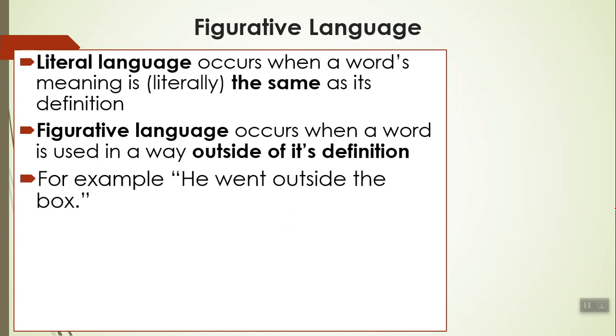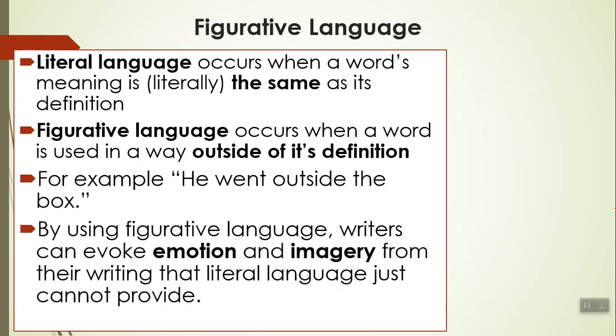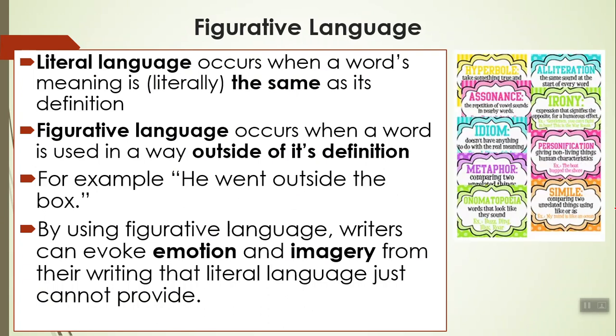But for example, he went outside the box. By using this term, it's an idiom, a piece of figurative language that we all use very often. We know he's not moving outside an actual physical box, right? It means that he's thinking in a unique or different way. So by using figurative language, writers can evoke emotion and imagery from their writing that literal language just can't really provide. And we're going to be talking about some of the things that we see here on the right-hand side as we go. A couple of them there, alliteration, assonance, and onomatopoeia, we save for when we talk about poetry.